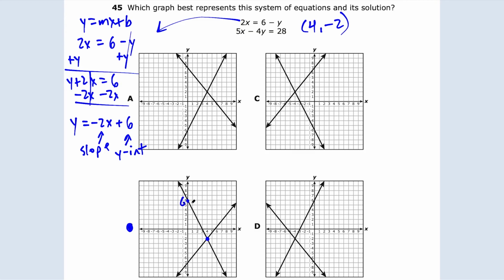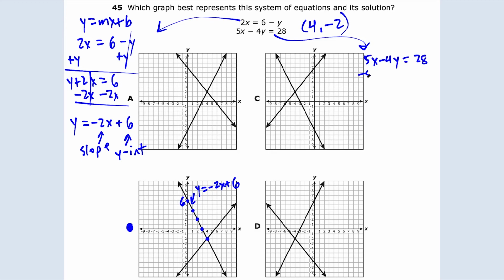So we're starting here at 6 and we're going down 2 over 1. So that slope of -2 is looking good for this line. So this is the line here. We could say y equals -2x plus 6. And now if we focus on the other line here, we have 5x minus 4y equals 28.